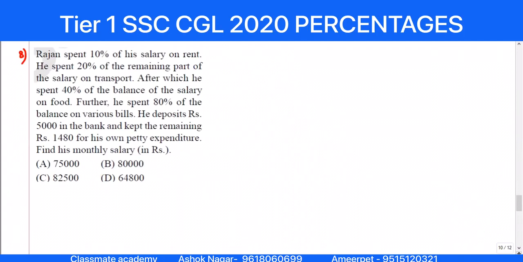Find his monthly salary. Let his monthly salary be x. How much is spent first? 10%. Remaining is 90%. After that, how much is spent? 20%. Remaining is 80%. After which you spend how much percent? 40%. Remaining is 60%. After which he spends how much? 80%. Remaining is 20%.